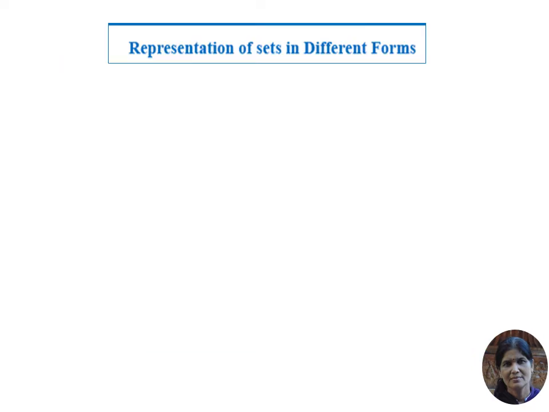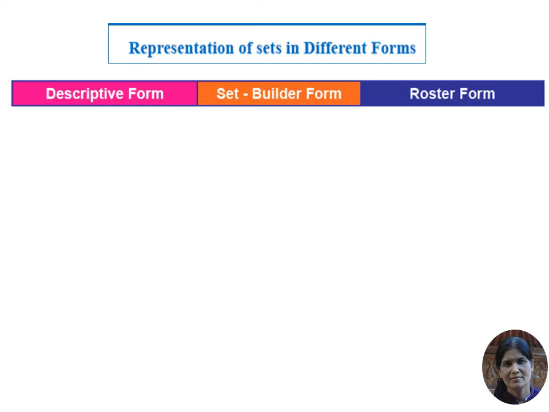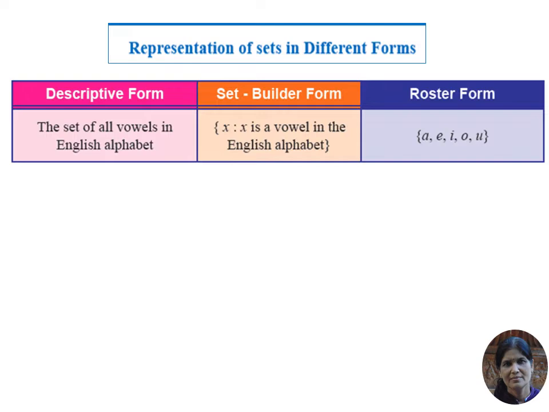Next we will learn how to represent a set in different forms. The forms are descriptive form, set builder form and roster form. Let us take an example. The set of all vowels in the English alphabet. In set builder form, it will be, within the curly brackets, all x such that x is a vowel in the English alphabet. In roster form, we have to write each individual element. They are a, e, i, o, u.